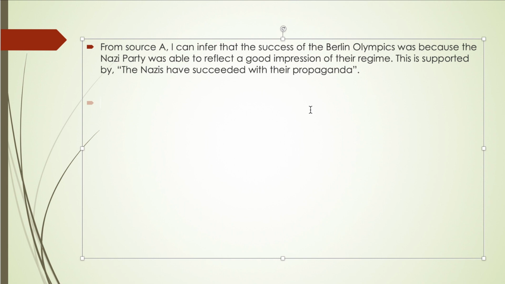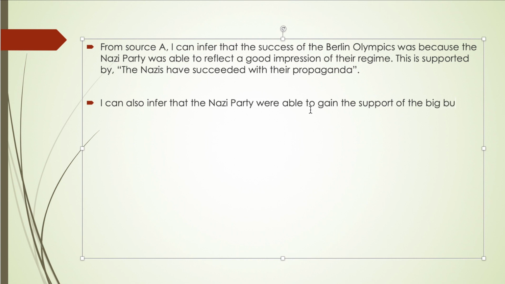Okay, so we'll start the second one like this. I can also infer that the Nazi Party were able to grab the attention of big... well, grab the attention doesn't sound that good. How about we go: were able to gain the support of the big business owners. And that's my inference. Now we just support it. This is seen in, and then your quote.